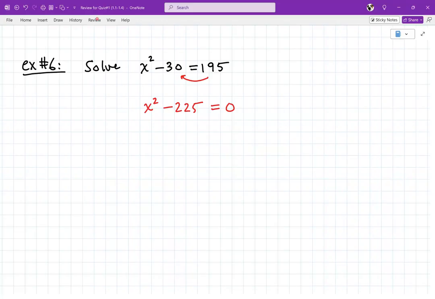Now, I have 2 terms again. So if I have 2 terms, it can only be factored one of 2 ways. It's either a difference of 2 squares or common factors. Does this even have a chance of being a difference of 2 squares? Well, yeah. Can I write this and this as squares? We did it the day before yesterday. It was x squared minus 15 squared equals 0.